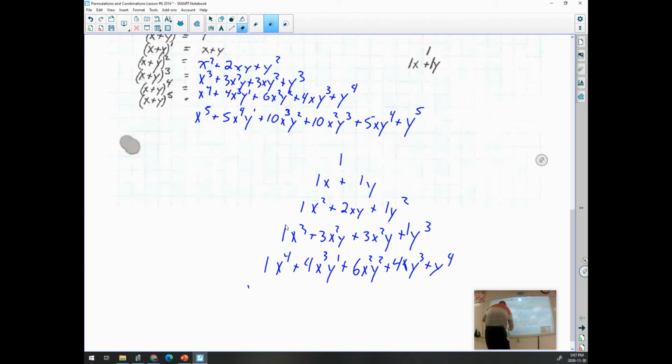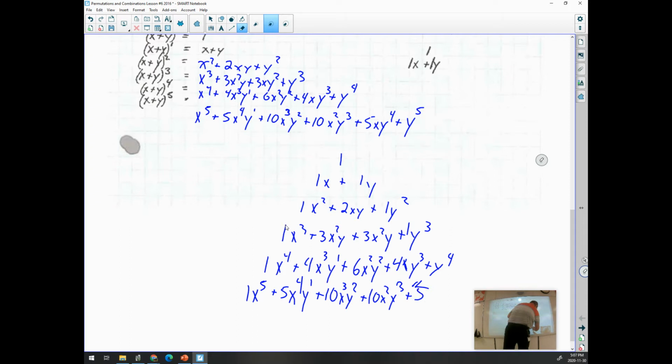And finally, we have 1x to the fifth plus 5x to the fourth y to the 1 plus 10x cubed y squared plus 10x squared y cubed plus 5x to the 1 y to the fourth plus 1y to the fifth.